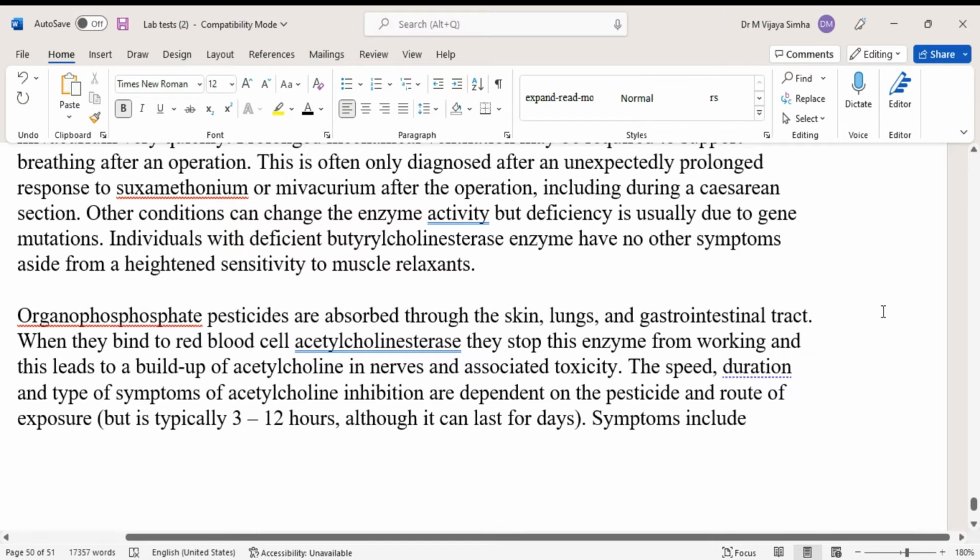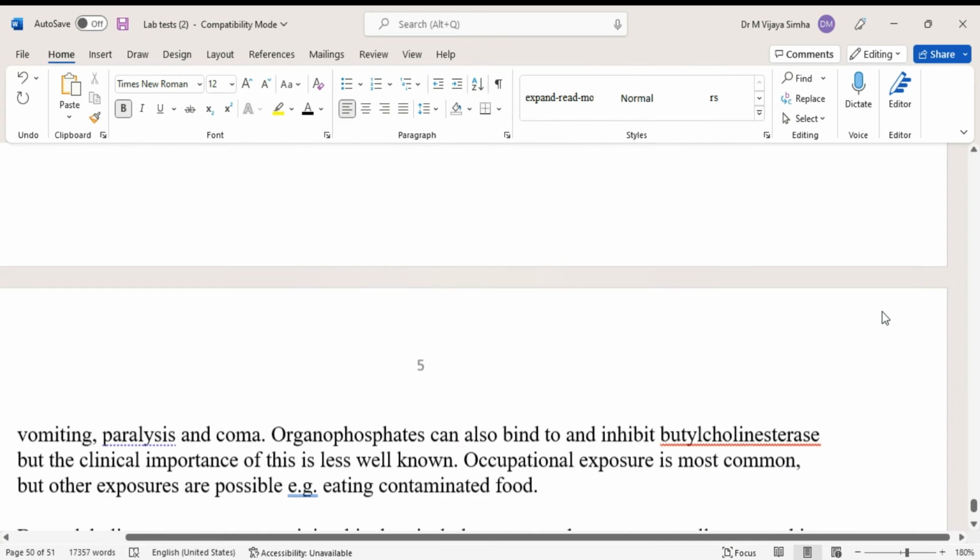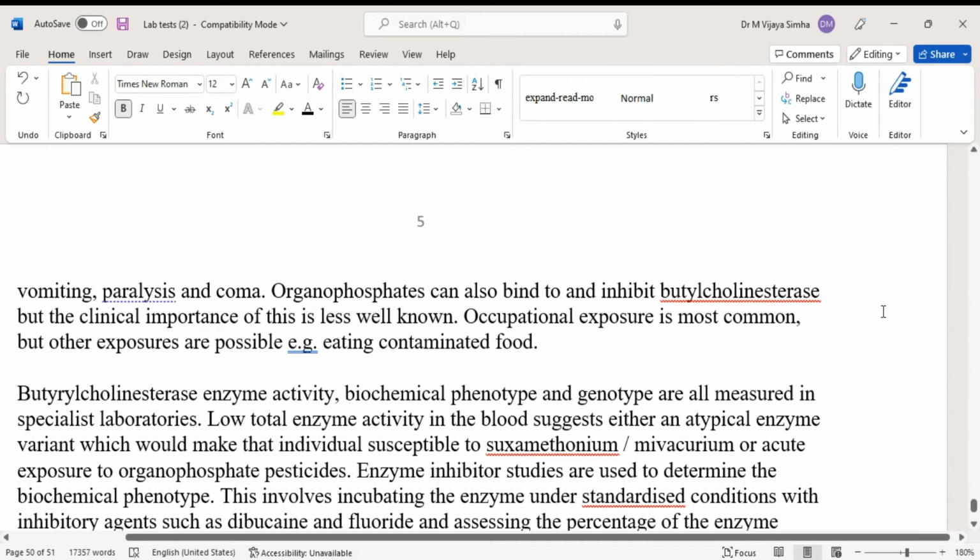Organophosphate pesticides are absorbed through skin, lungs, and gastrointestinal tract. When they bind to red blood cell acetylcholinesterase, they stop this enzyme from working, and this leads to buildup of acetylcholine in nerves and associated toxicity. The speed, duration, and type of symptoms of acetylcholinesterase inhibition are dependent on the pesticide and route of exposure. Symptoms include vomiting, paralysis, and coma.